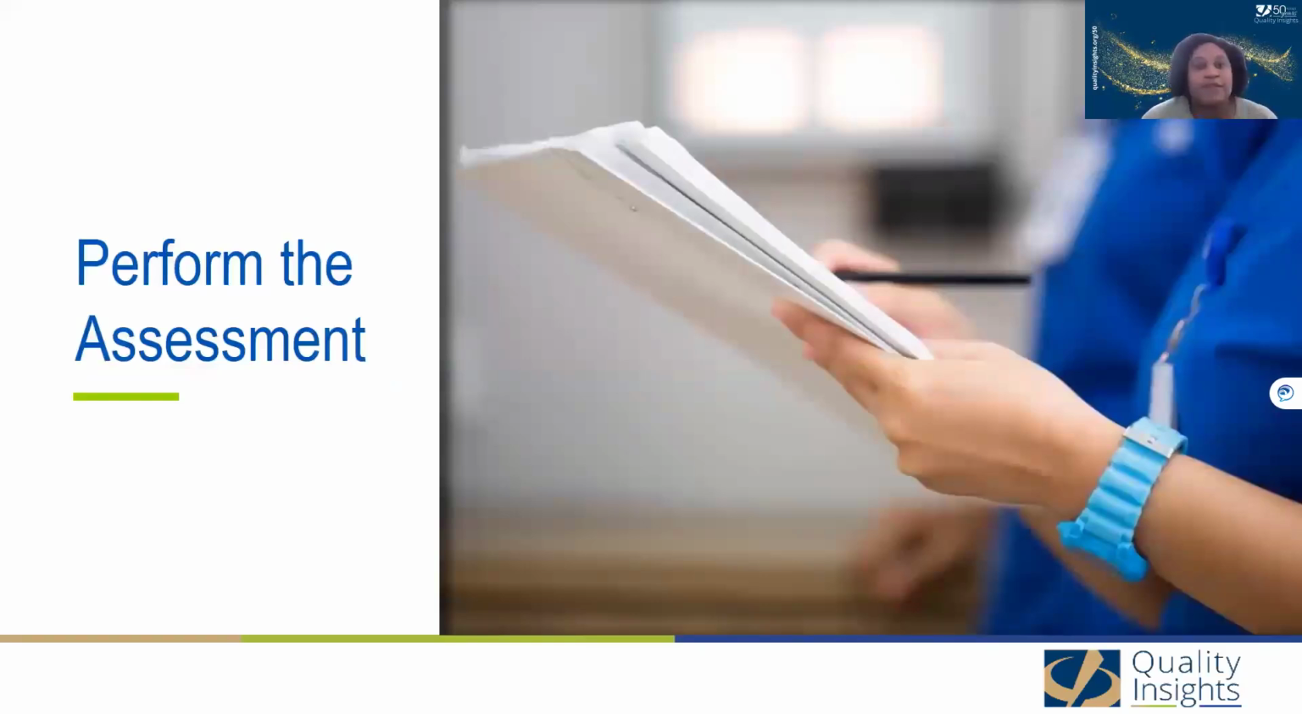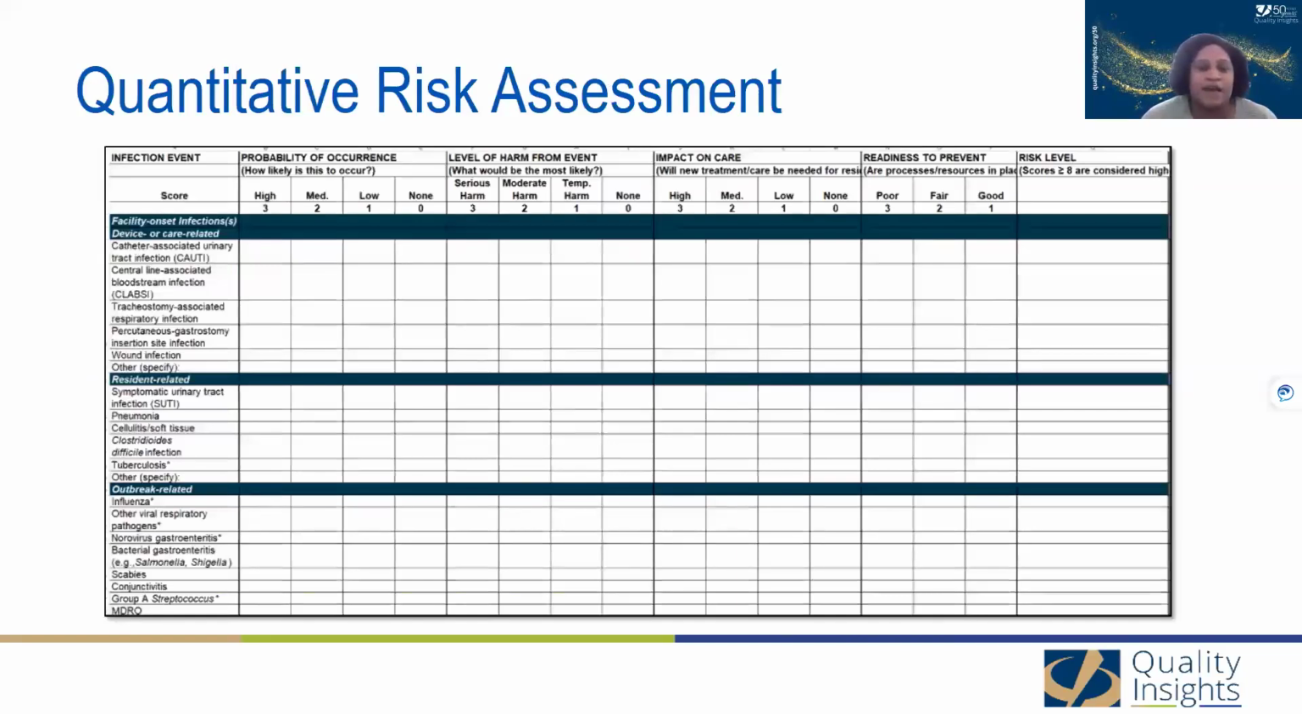Next step is performing the assessment. So like I said, we are utilizing the CDC form. The first row of the form is your infection events. So these are the events that you have identified for your facility. These are the pre-populated ones, but this is all customizable based on your facility. So if there's something that you really don't think is a risk, something you don't even do, you can take that off. And then there's a spot for other where you can add some additional risks that you'd like to analyze for this assessment.